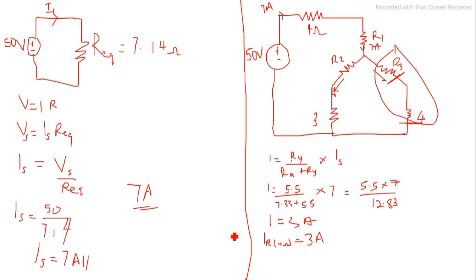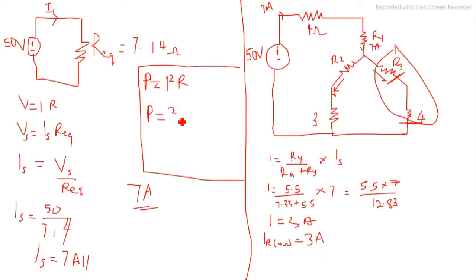So we can now know the power. What's power? Your power is I squared R. We want to know the power in the 4 ohm resistor. We know the current. What's the current? 3 amp. That's 3 squared times the resistance, which is 4. So your P now equals what? 3 squared is 9, times 4. 9 times 4 is 36. That means the power absorbed by the 4 ohm resistor is 36 watts.